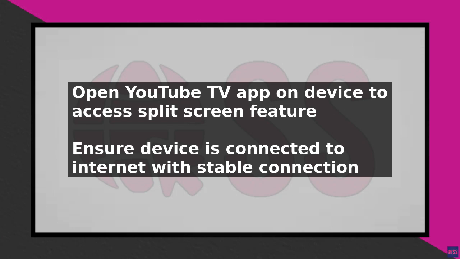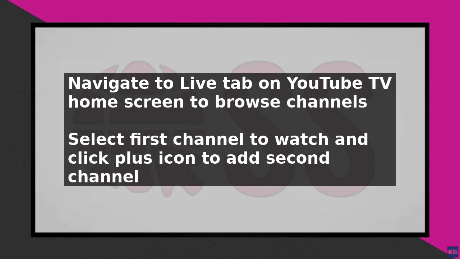To add a second channel, click on the plus icon or the Add button, usually located at the top right corner of the screen. This will open a new window where you can browse and select the second channel. You can choose from the list of available channels or search for a specific program. Once you have selected the second channel, you will see both channels displayed on the screen simultaneously.